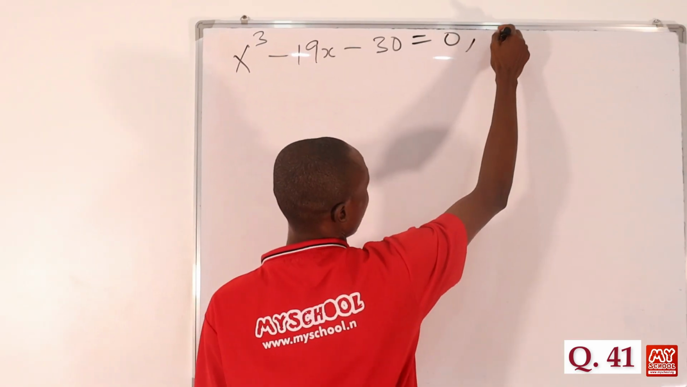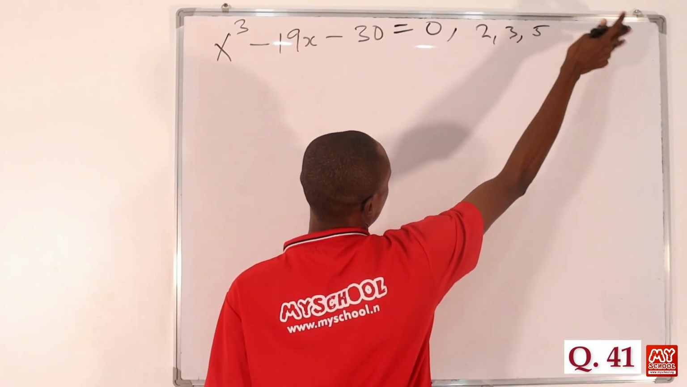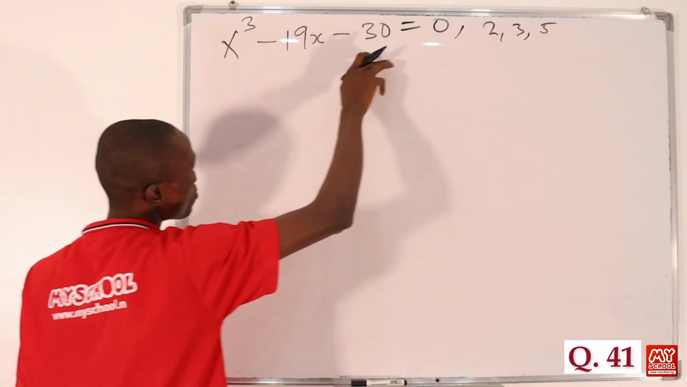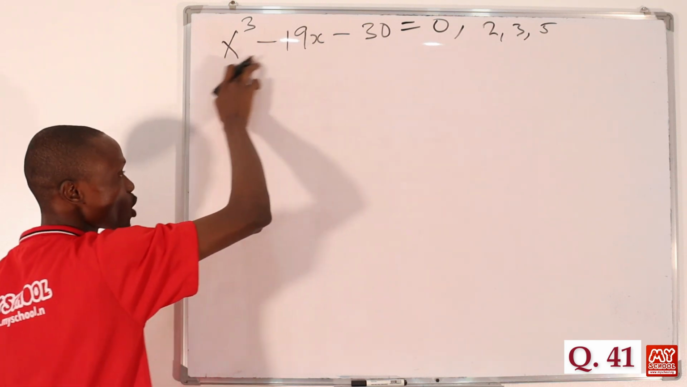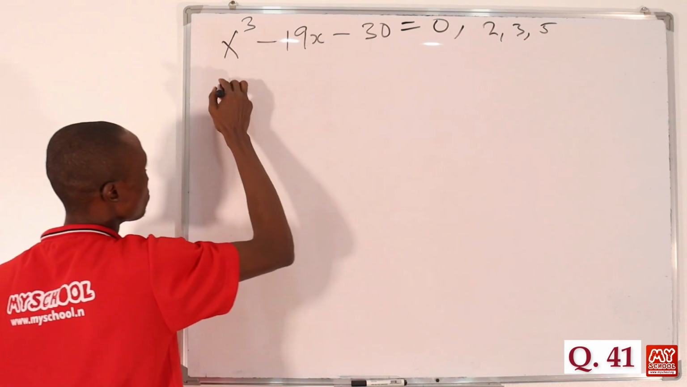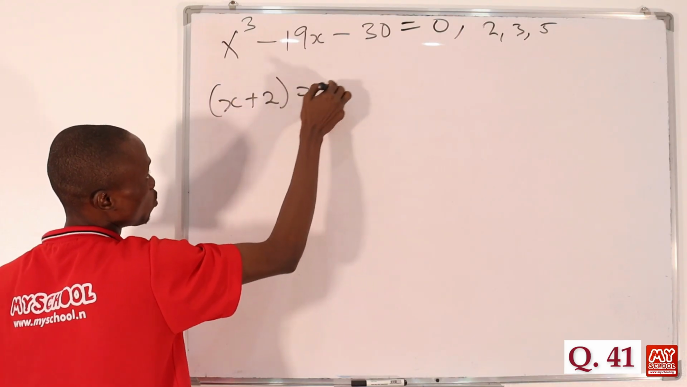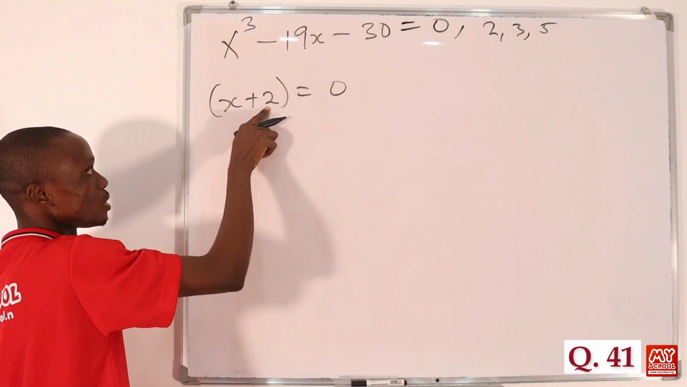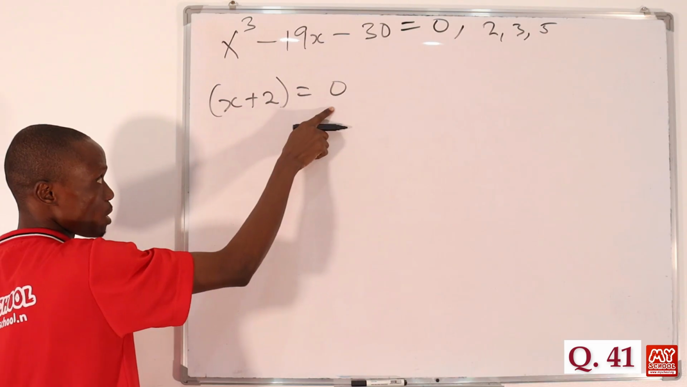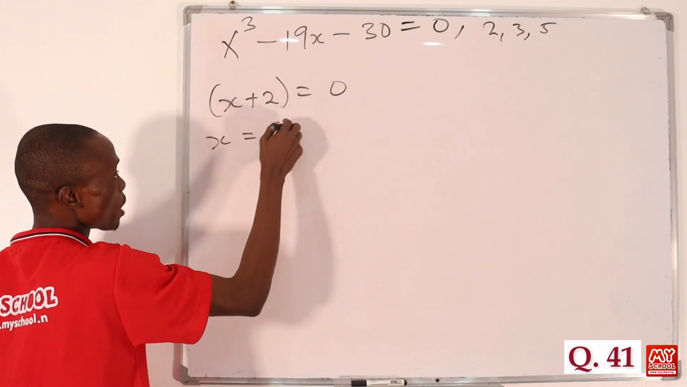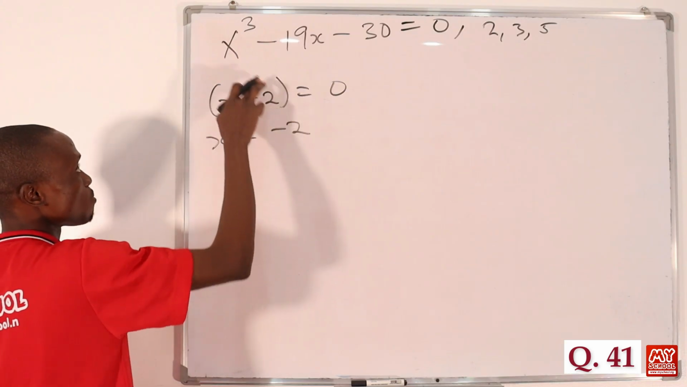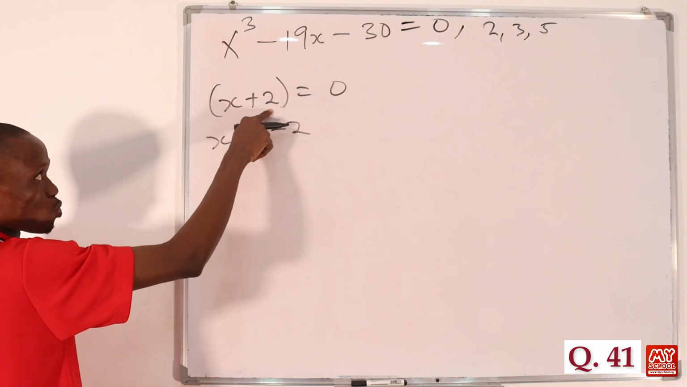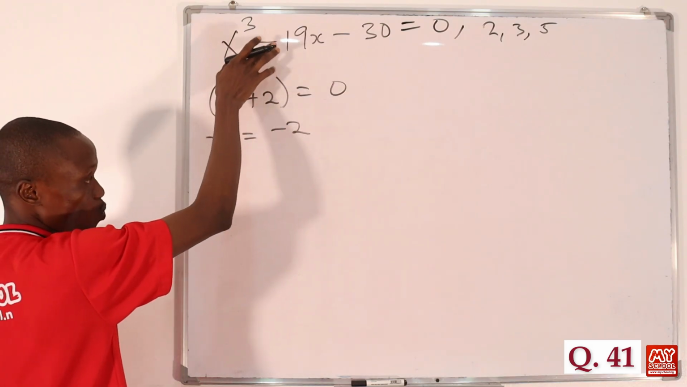Of course, the factors of 30 are 2, 3, 5, 10, 15, etc., right? So we are going to test 2. Now, remember that the factor of this equation can never be 2. So it could be x plus 2 equals 0 as one of the factors. In this case, we are finding the value of x from here, so x will be equal to minus 2. Now, if we substitute the value of x into this equation and our answer is equal to 0, that means x plus 2 is a factor of this equation.